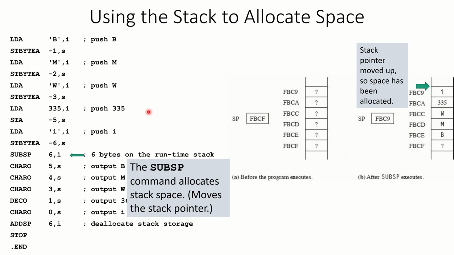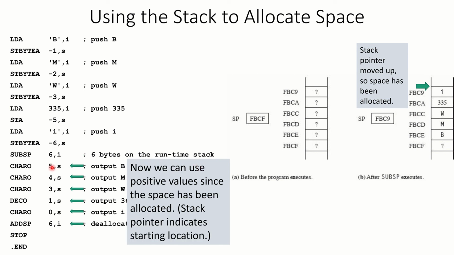The next thing we do is this SUBSP command. So we SUBSP 6, subtracting 6 from the stack pointer. The stack pointer was at FBCF. We subtract 6, we end up at FBC9. So the stack pointer has moved from down here up to here. What we've actually done is allocated space on the stack now. So now these, whatever they are, 1, 2, 3, 4, 5 values are actually on the stack. It's the SUBSP that's actually allocating space on the stack. Once we have those values on the stack, once we've updated our stack pointer to say, yes, all that stuff is on the stack, then when we access the values, we can access them with a positive number.